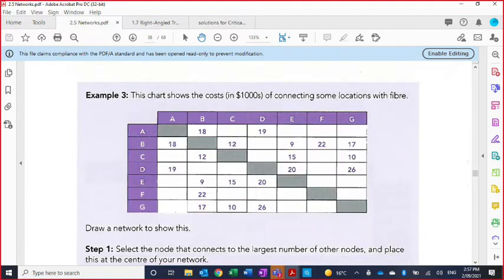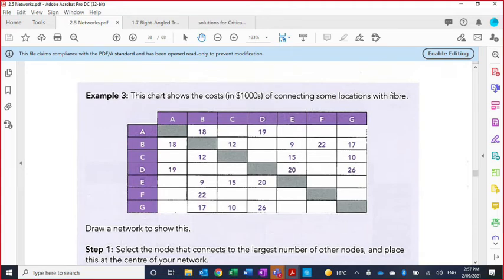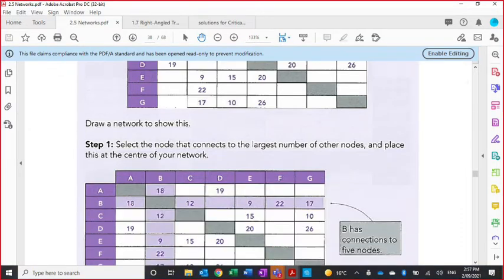Okay, be careful and make sure that you have your units included, because if you don't, you're not going to be able to answer the question properly. So 18 in this case stands for $18,000. Okay, so be really careful about what units they're using and the information they give you for the chart.